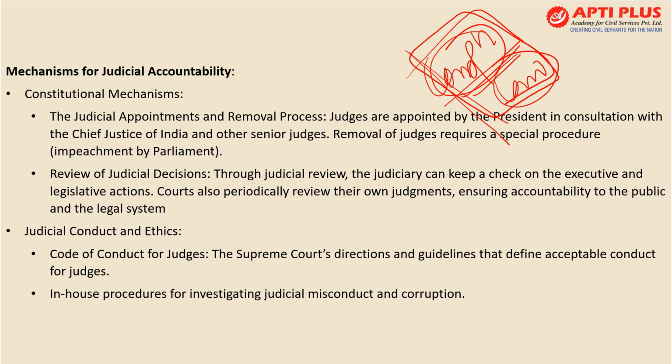So what is written in the Constitution with respect to the appointment and the removal process. Through these two we have an accountability mechanism. Then we'll mention how judges are removed by the President after consultation with the CJI, after the special procedure, that is impeachment by the Parliament. Then we'll also write how accountability is maintained by a review of the decisions. Judicial review maintains accountability because they themselves check their own judgments and also those of the subordinate courts. And this ensures accountability to the legal system as well as to the public.